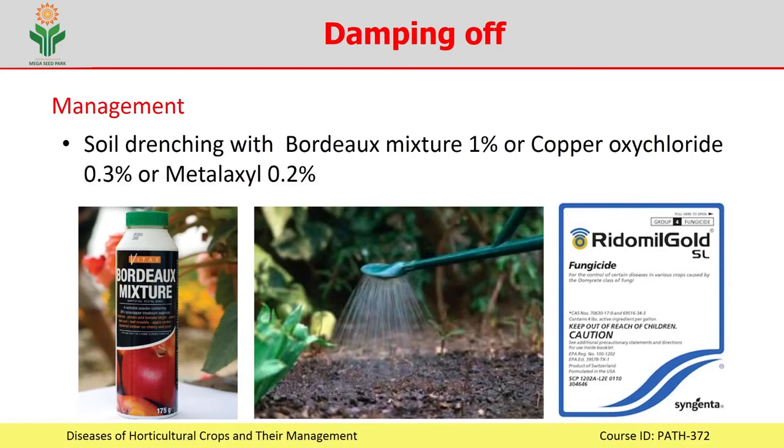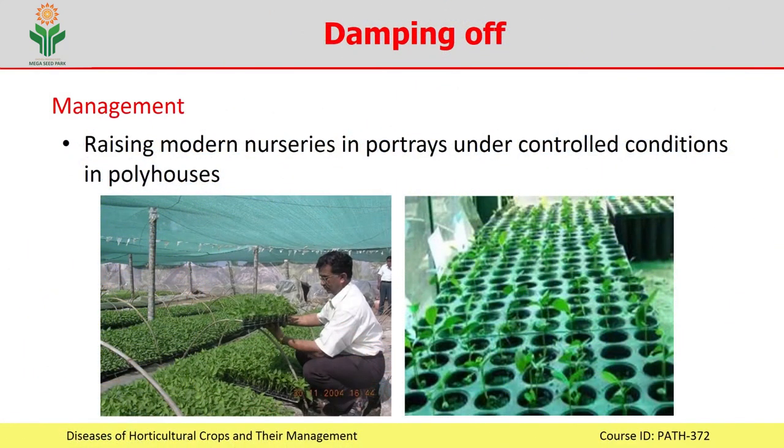When you go for soil drenching, it can be done prior to sowing or 10 days after the emergence of the seedlings. Whenever you go for drenching with these chemical fungicides, the damping off disease can be effectively managed. And while growing nurseries, it is very safe to grow them in pro trays in poly houses, because an artificial soil mixture that is free of the pathogen is used. Seedlings raised in pro trays in poly houses are free of the disease and can be safely planted in the main field, so that the disease incidence is completely reduced.